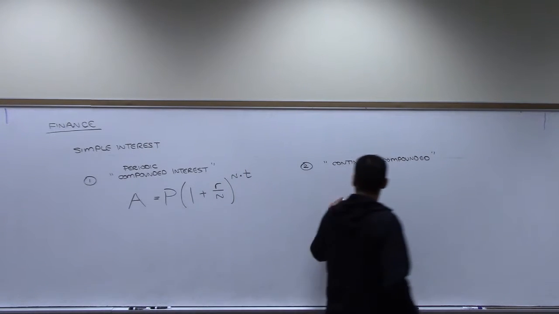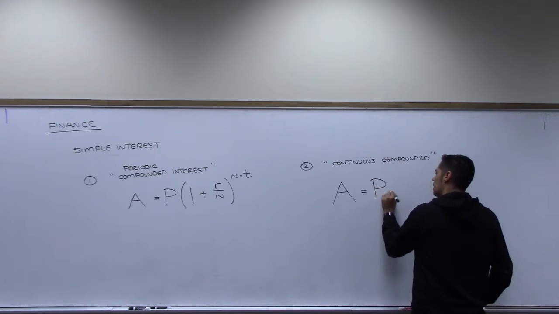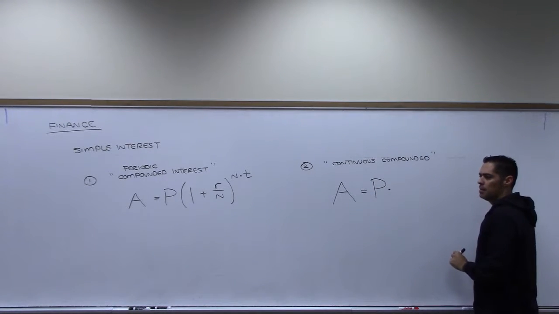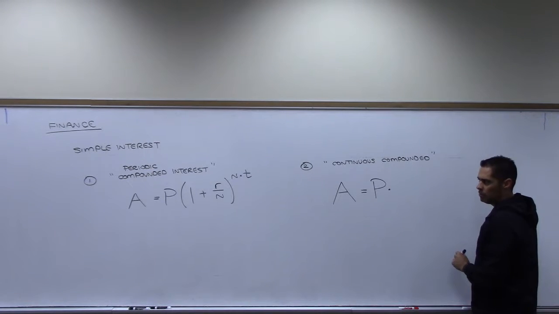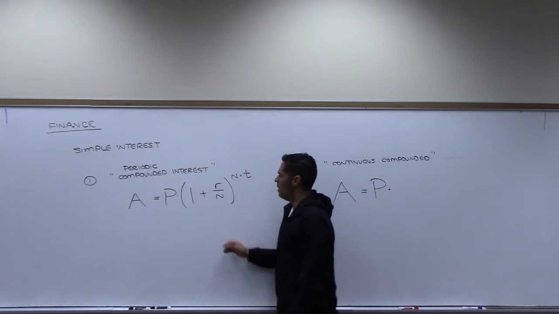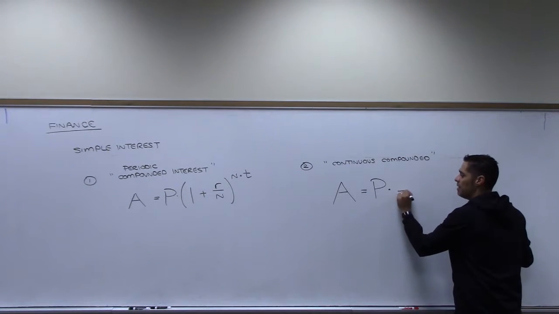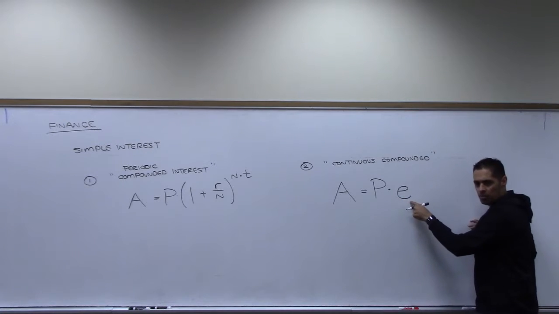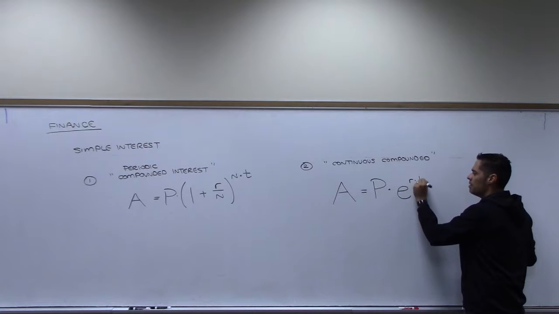The other formula is A equals P times, so far it's the same formula, right? A equals P times. Then there's all this junk in here, right? This one over here is E, that number, right? 2.718 raised to the R times T.